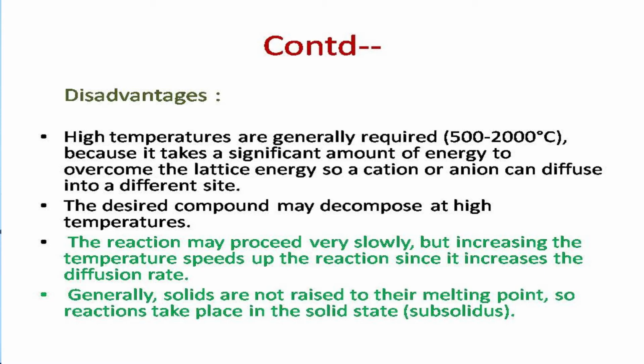The desired compound may be decomposed at high temperature. This is another disadvantage: you are making a product, but if it decomposes at high temperature, then you have to be very careful not to allow the compound to decompose, because otherwise your experiment will fail. Then the reaction may proceed very slowly, and indeed these reactions are very slow, but by increasing the temperature, the speed may be increased, as we shall see later in the example. Why is the speed increased? Because at that stage the diffusion rate increases, that's why the speed of the reaction goes up.